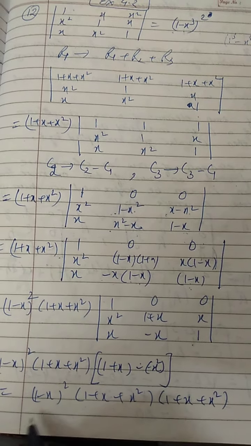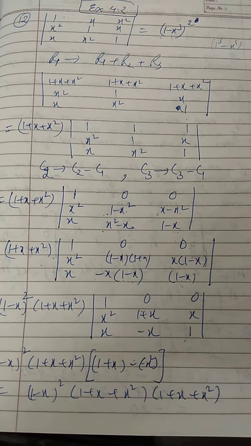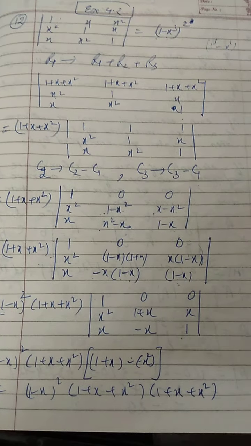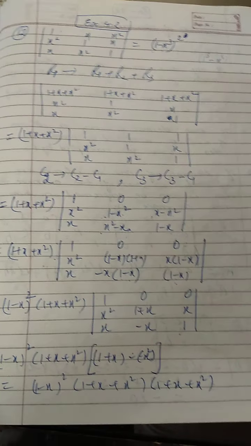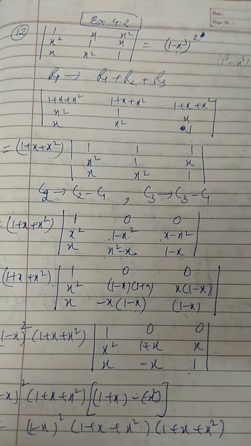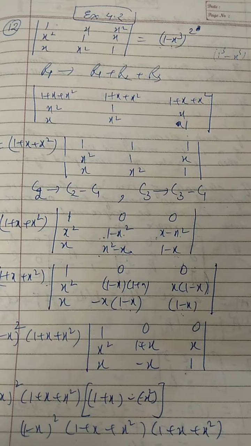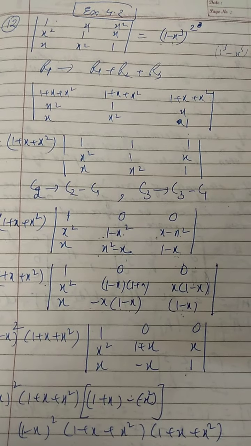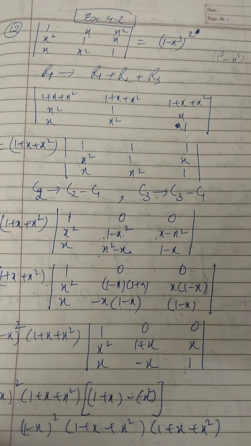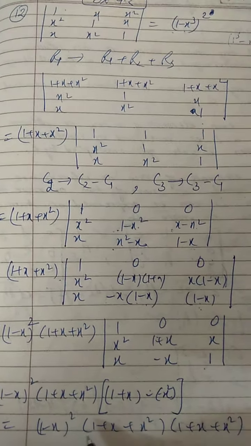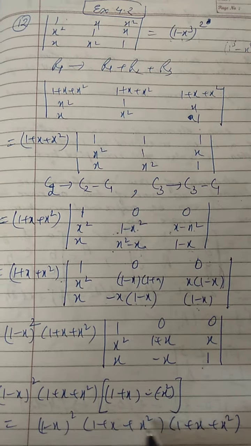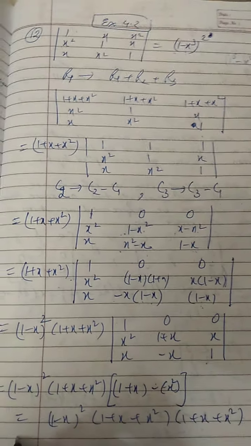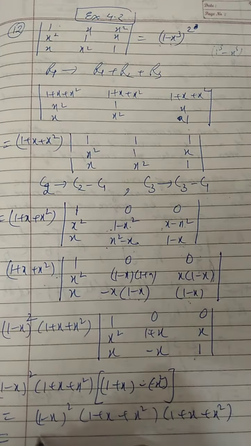Now here also we are getting 1 plus x square whole square into 1 minus x, and if you remember the property, what is the property? The identity that a cube minus b cube is equal to a minus b into a square plus b square plus ab. I hope it is clear. So a square plus ab plus b square, right? I missed one term.